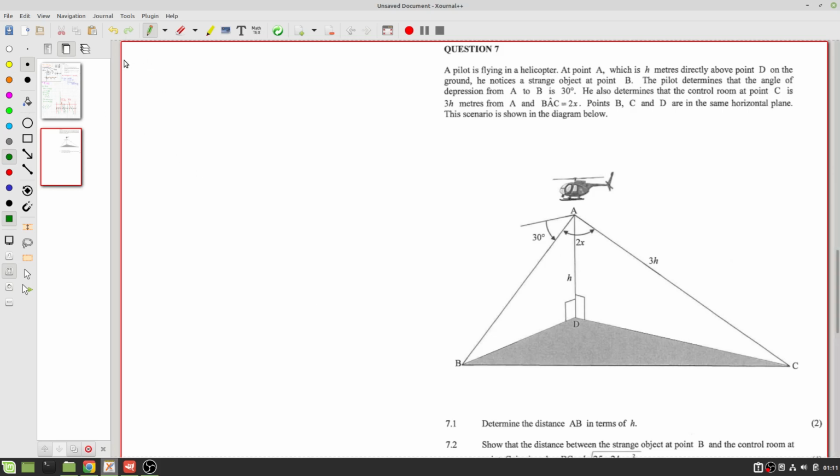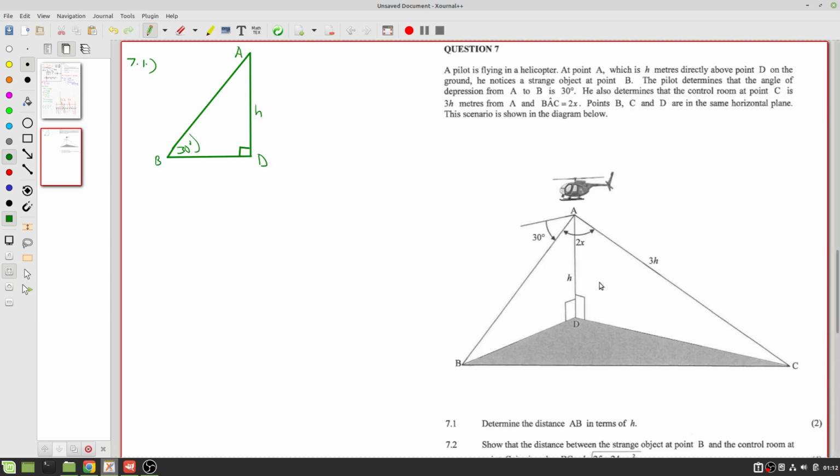Now let's start with question 7.1. We need to determine the distance AB in terms of h. I'm going to draw a triangle and work from there. This should be roughly a 90-degree triangle. What do we know? If this is 30, then this is also 30 because of alternating angles. We know this is h meters, and that is A, B and D.